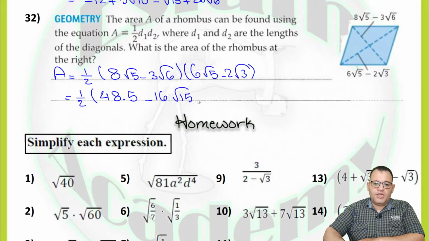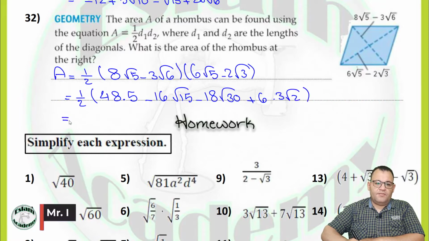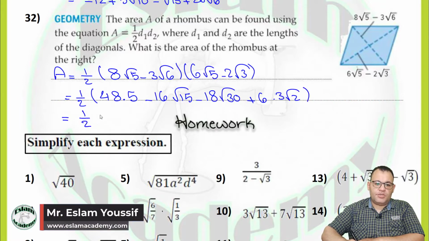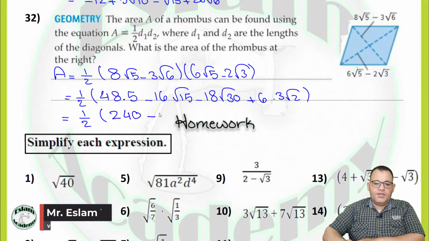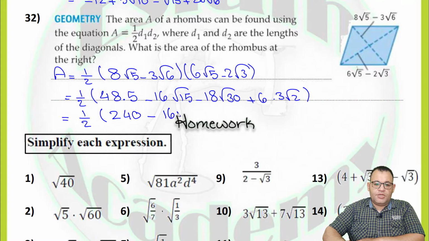Negative 3 times 6 equals negative 18. Root 6 times root 5 equals root 30. Negative 3 times negative 2 equals positive 6. Root 6 times root 3 equals 3 root 2. Now we can simplify them. Leave 1 over 2 without any change. 48 times 5 equals 240. Minus 16 root 15 without any change. Minus 18 root 30. Plus 18 root 2.